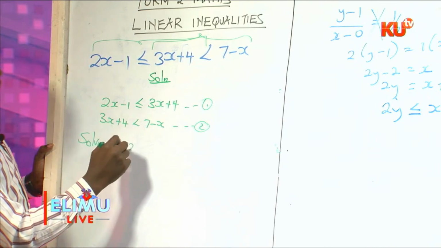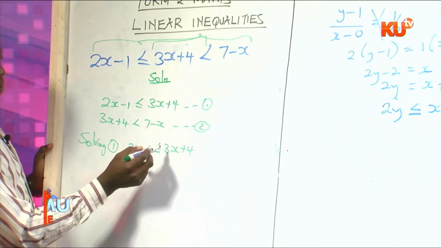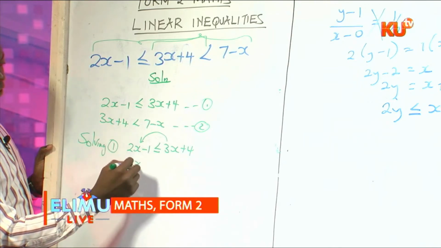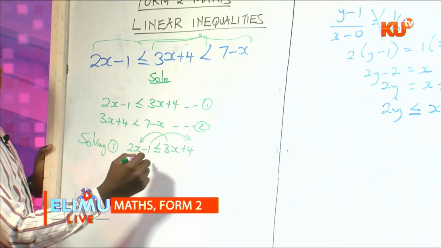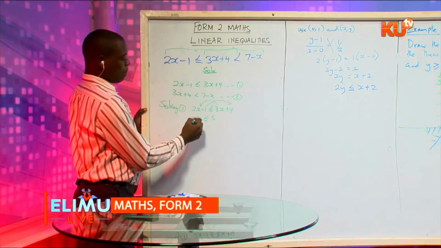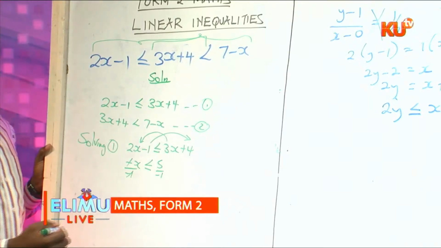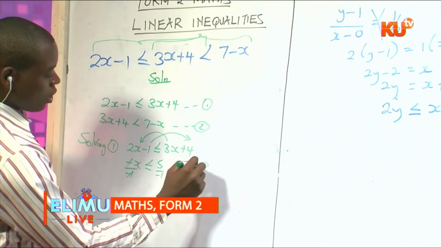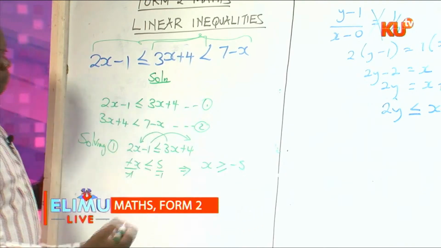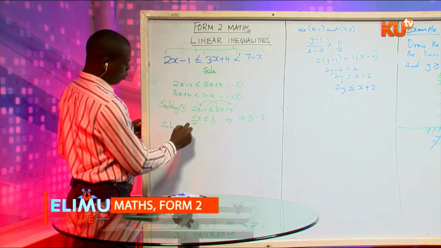Solving 1, we have 2x less 1 less than or equal to 3x plus 4. I will collect like terms. This becomes negative x, taking negative 1 to the right side, less than or equal to 5. Something good here: anytime you divide or multiply by a negative, the inequality sign changes. So now it becomes x greater than or equal to negative 5. Then we solve for 2.